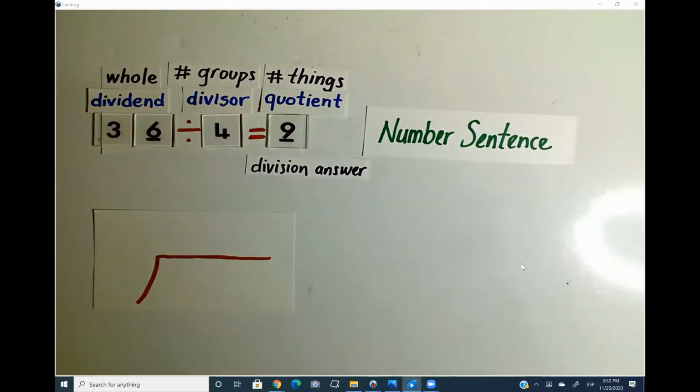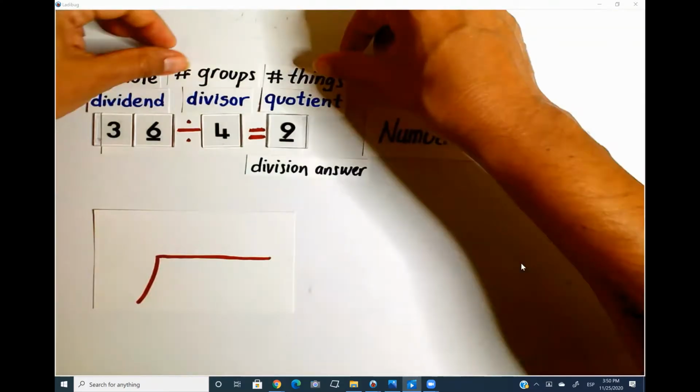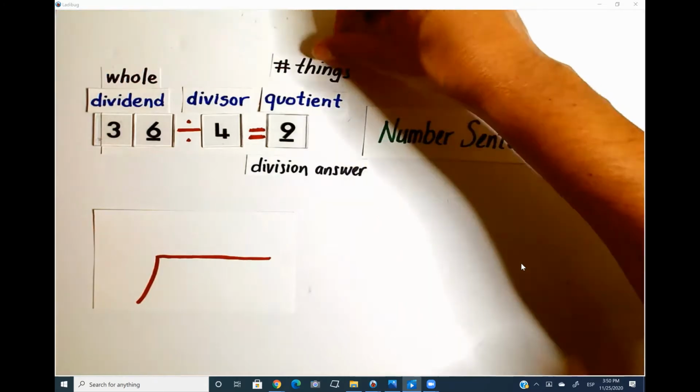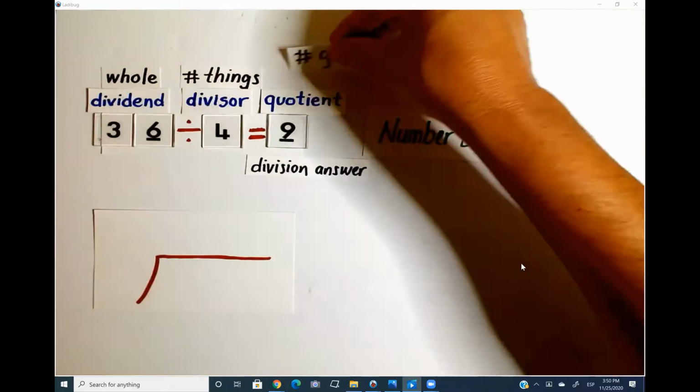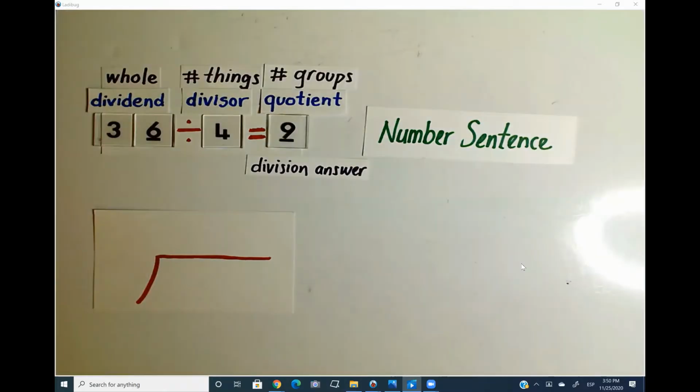Now, sometimes, depending on the question, this could be the other way around. That means that sometimes the divisor could be the number of things in each group if we are trying to find how many groups we're going to have at the end.